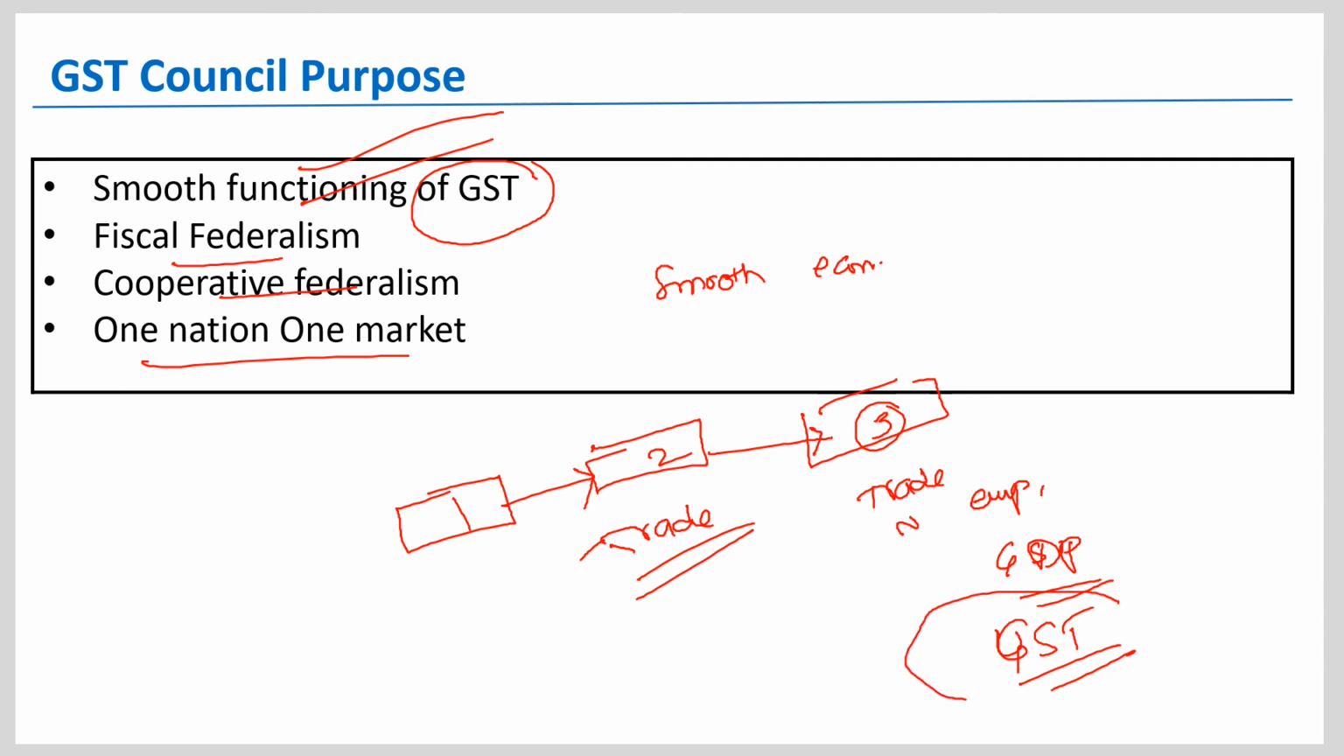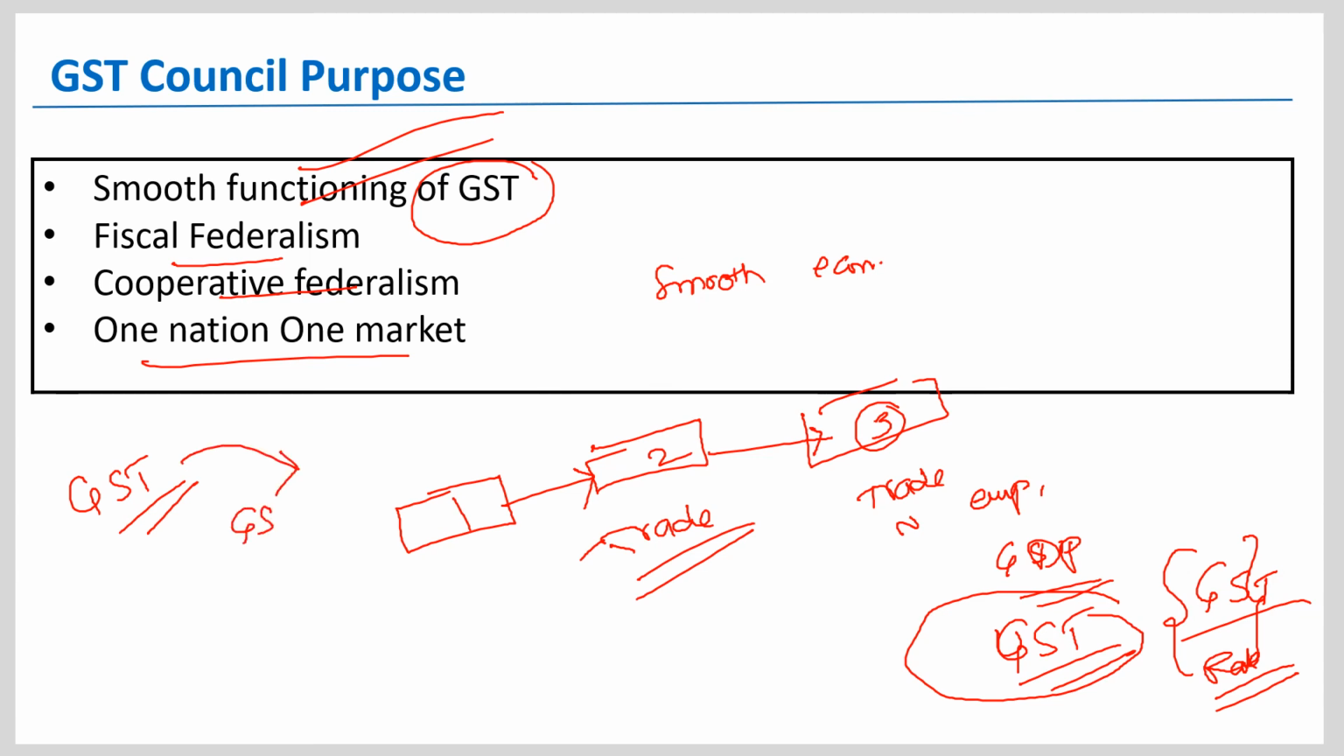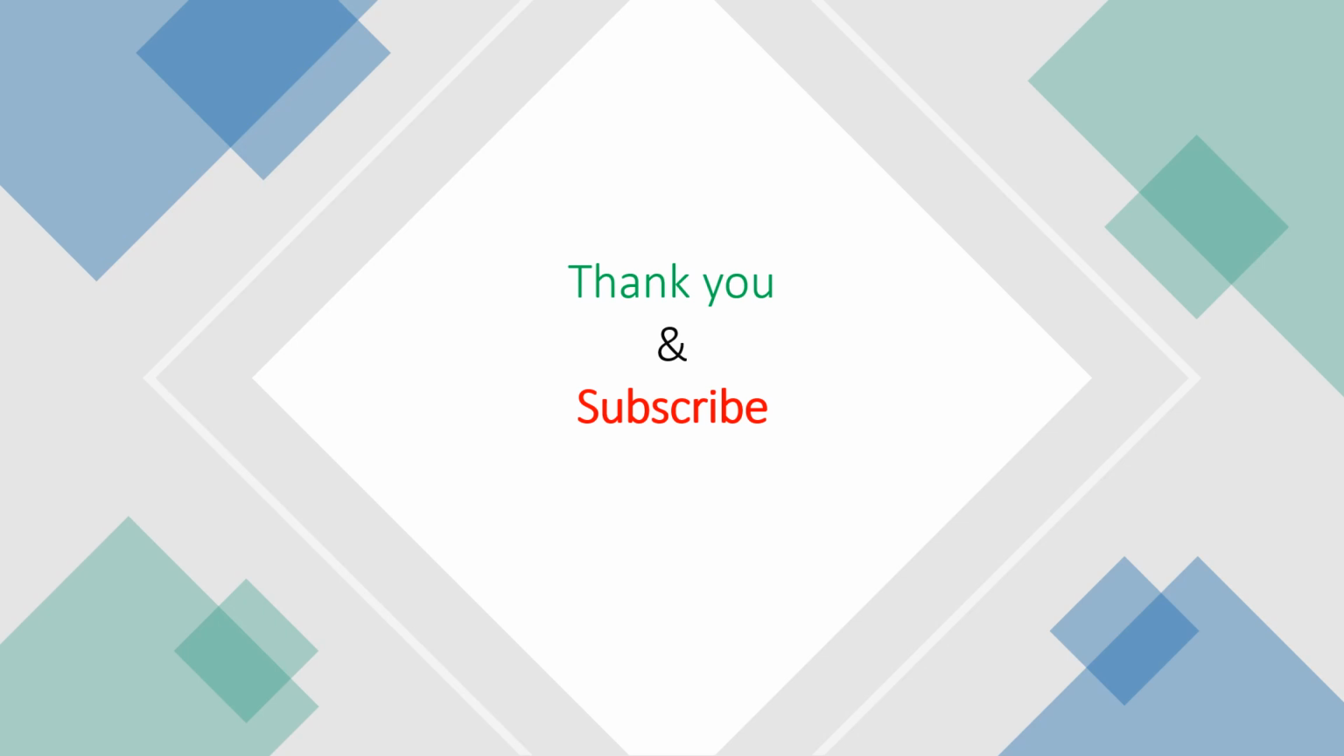While implementing this GST, many issues will come. In the last 3 years, so many issues have come up in GST filing, GST deadlines, and the GST rate system. So the Constitution of India was amended to create a mechanism, the GST Council, to ensure the smooth running of GST. The GST Council will take care of this smooth running of the GST mechanism. All these issues are involved in fiscal federalism, cooperative federalism, and one nation, one market. These are the issues involved in the GST Council.